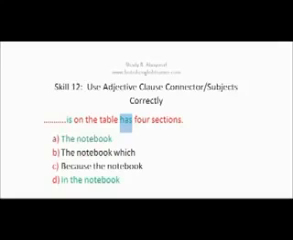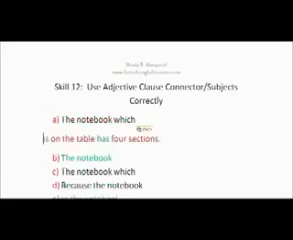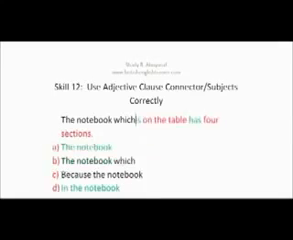But look at this one. The only choice will be the notebook. This is the correct choice. The notebook which is on the table has 4 sections. Let me show you that. Look at this one. Let's write it and read it together. Okay, fantastic. Let's put it back here. Well, that's great. Let's read it together now.